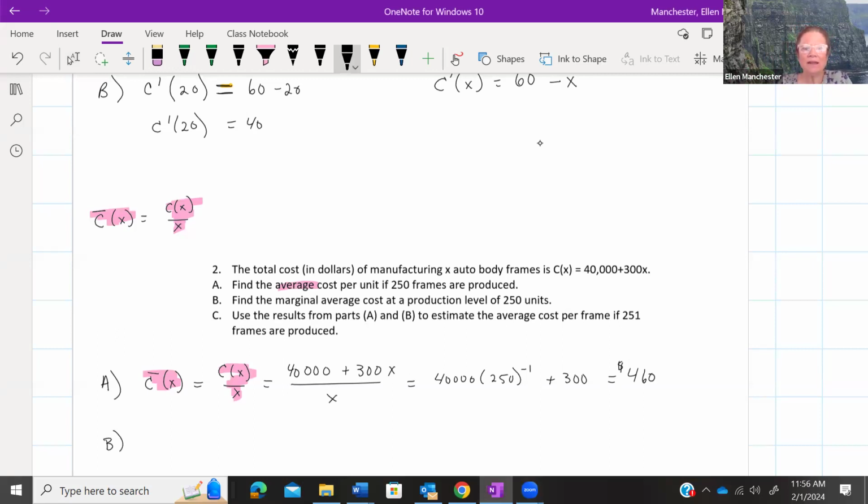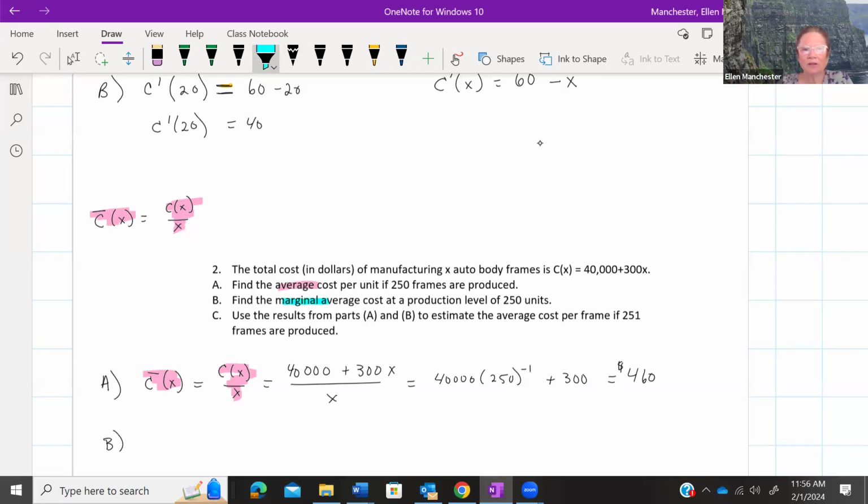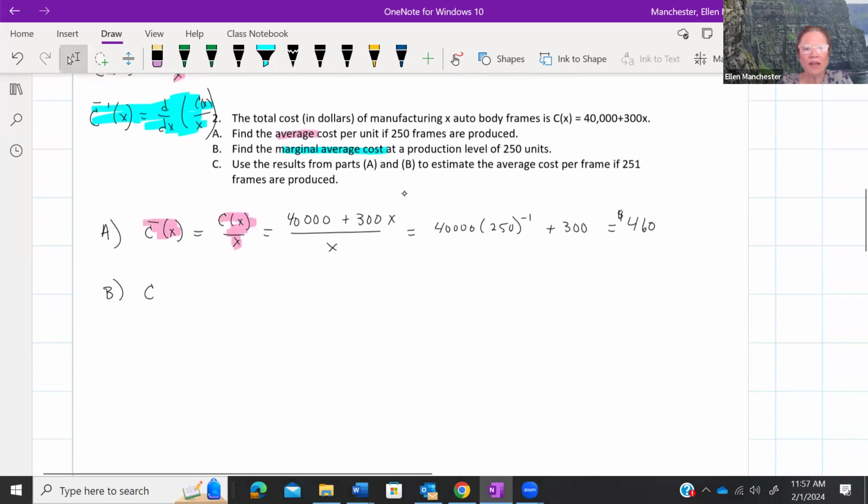So B, now we're finding marginal cost or marginal average. Okay, so what that means is you're going to take and find the derivative of the average cost function. That's what that means. Find the derivative of the average cost function. So again, this is just notation, just makes it much easier to write it out. So you have your average cost.